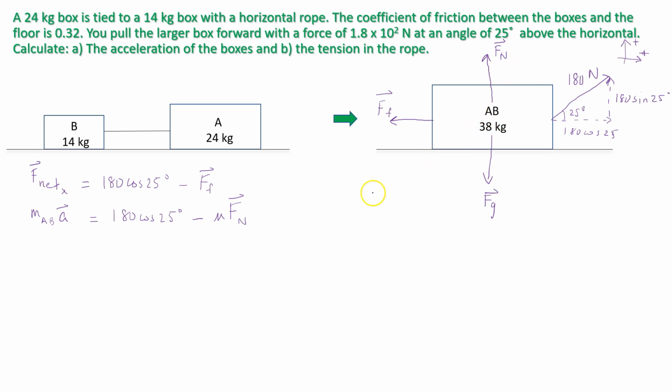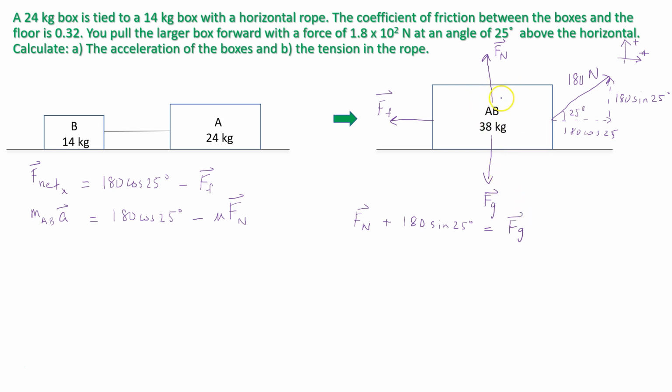So in this case, in the vertical I have Fn, and I also have the vertical component of the applied force. Those two are going to add together, since they're both in the same direction. So Fn plus 180 times sine of 25 is going to end up equaling the force of gravity, Fg.